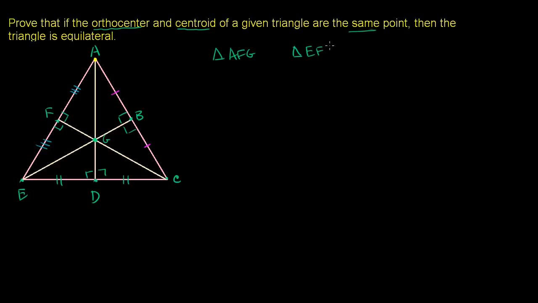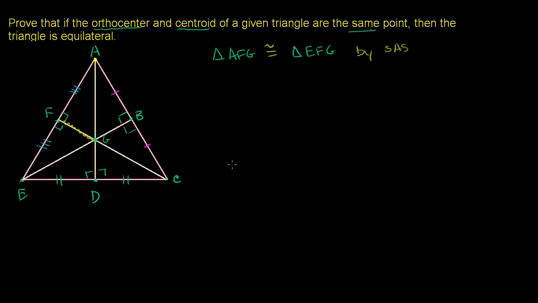Triangle EFG. So they definitely have one side: side EF is congruent to side AF. These are both the same. And we have angle EFG is the same as angle AFG. They're both 90 degrees. And then they both clearly share the side FG. So they have a congruent side, a congruent corresponding angle in between, and another congruent corresponding side. So by side, angle, side, these two triangles are going to be congruent.